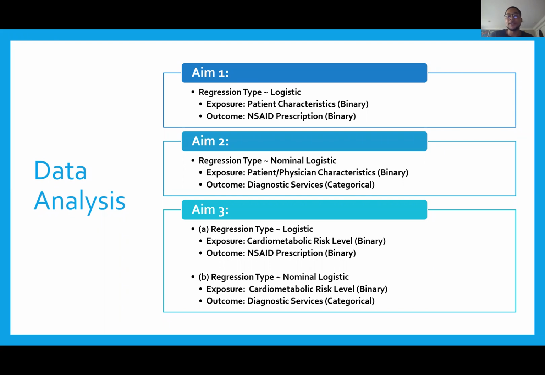However, I think it's important to have each one delineated separately within the regression versus just putting it all within a binary. So that's why for aim 2, it's going to be a nominal logistic regression versus just a regular simple logistic regression for my first aim. And likewise, the same process will be done for the causal analyses as well, looking at different metabolic risk as the main exposure in both cases.